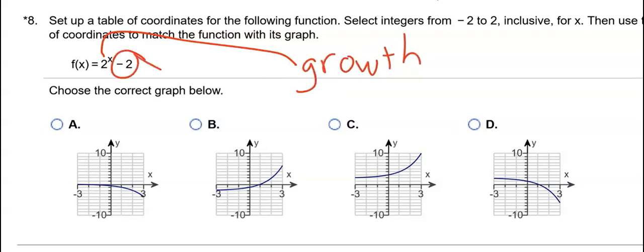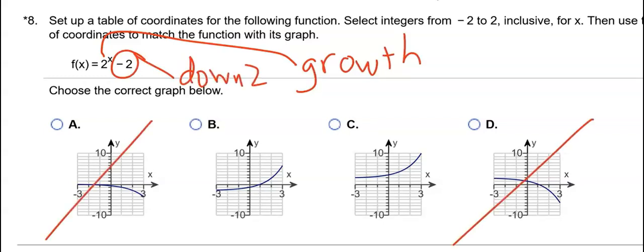And then there's a -2, which shifts it down, right? When it's on the outside, it goes with your common sense. And it's either up or down. In this case, being negative, it is down. So the only graph that is exponential growth that's been shifted down would have to be letter B.